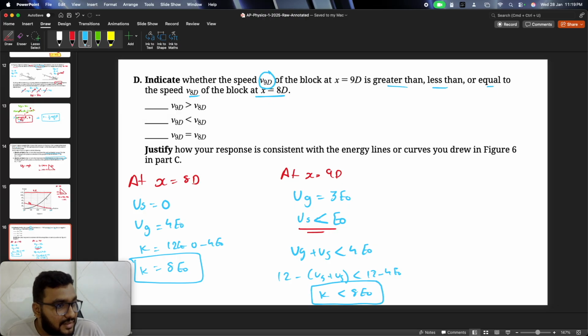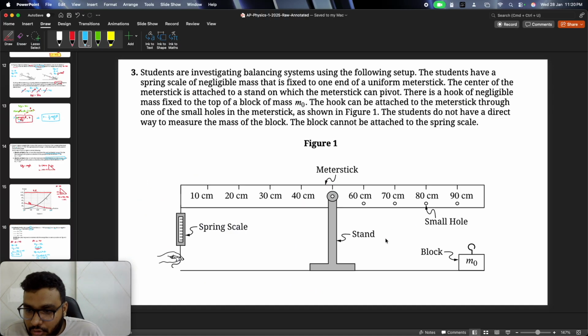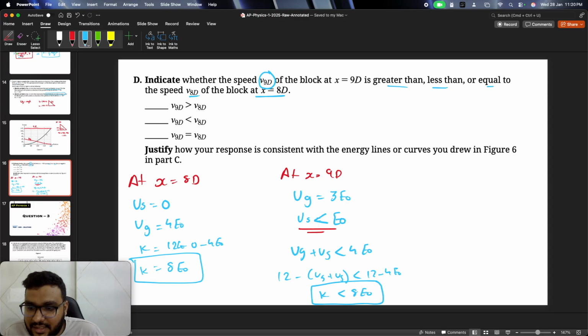Okay, so as the kinetic energy at 9D is less than 8E naught, and the kinetic energy at 8D is equal to E naught, definitely the velocity at 8D is going to be greater than the velocity at 9D. So option number B.